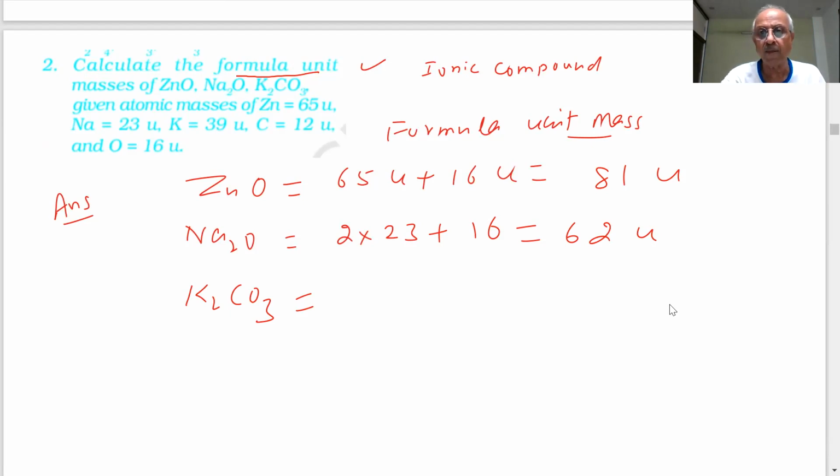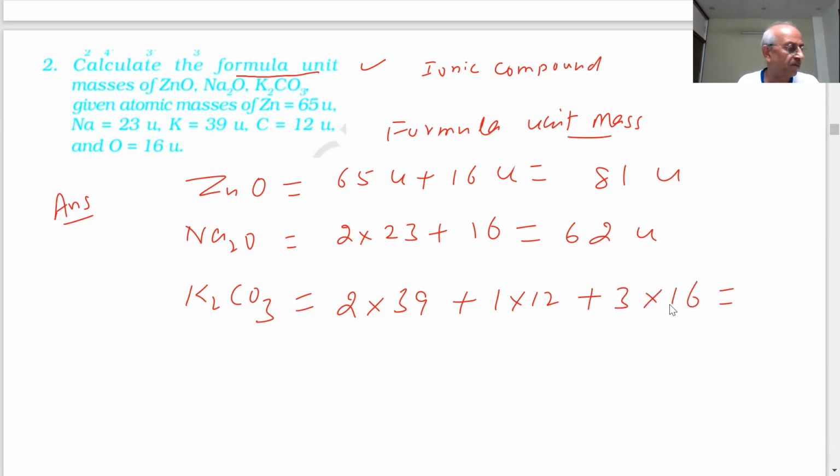K2CO3. Two into how much potassium? 39. Carbon how many? 1. Oxygen how many? 3. What is the answer coming then? 138 U. That is the mass of one formula unit of K2CO3.